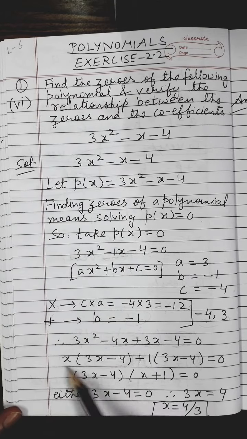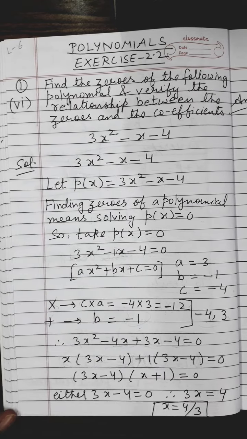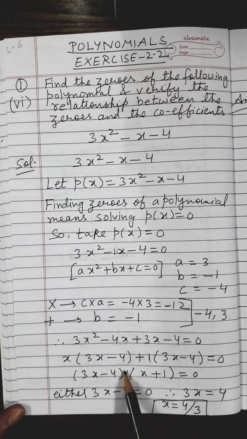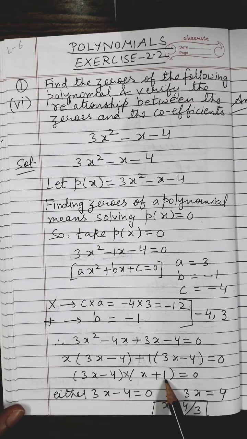So what remains from the first term? x. What remains from the second term? 1. So write down 1. Close the bracket equals to 0. Now this is the product of two terms. 3x minus 4 into x plus 1 equals to 0.